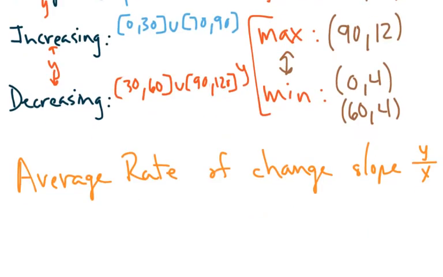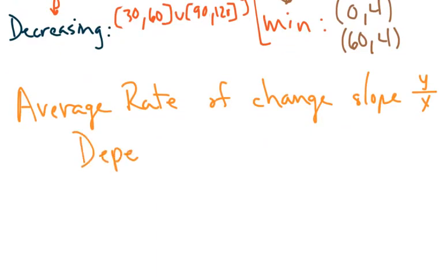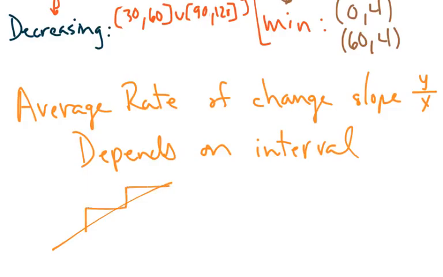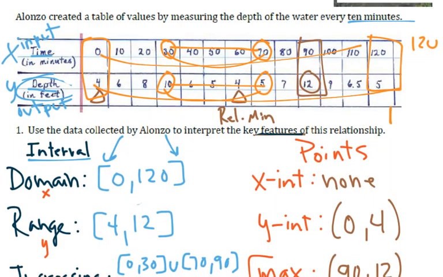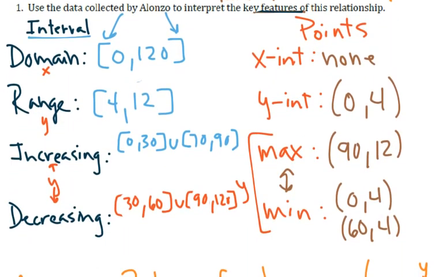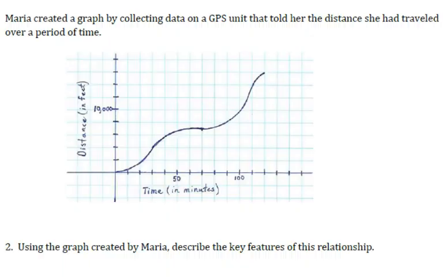So with average rate of change, it really depends on the interval. What are you looking at? Unless you have just a straight line, then it's always the same. But if your line goes up and down and up and down, you need to say from this point to this point, what's your average rate of change? What's that slope? Or from this point to this point, or from here to here. So we're not going to get into too much of that because there's so many variables there. But there's the main ones right there. So there we go.